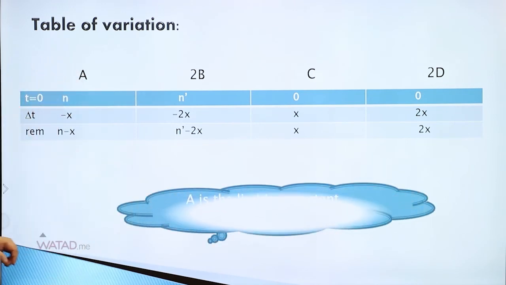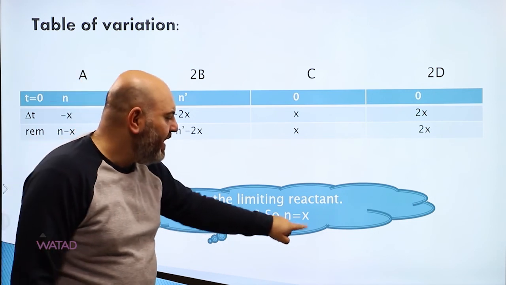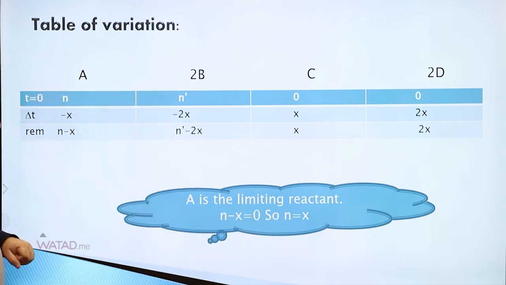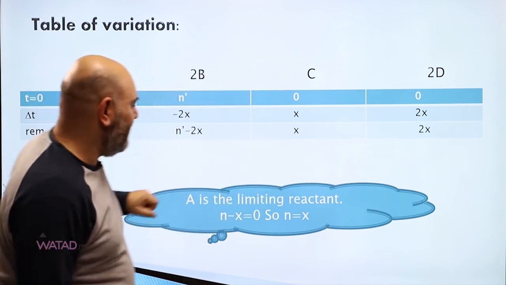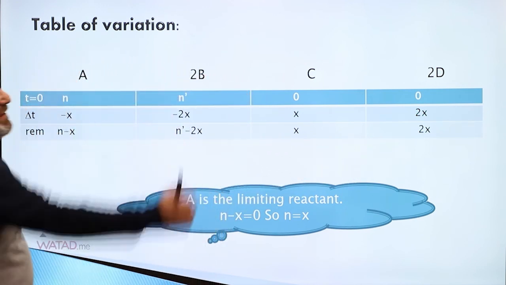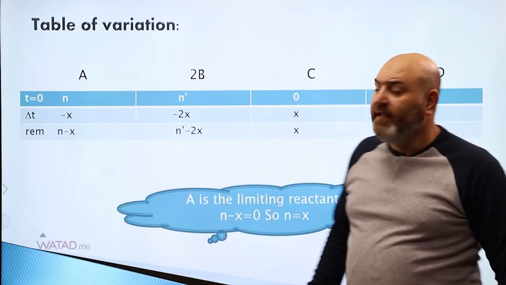Now suppose that a is the limiting. You can n minus x equal to 0, and you find the maximum value of x, which is n. And after that, you can replace x by its value, which is n, and find the values of a, b, c, and d at the end of the reaction.